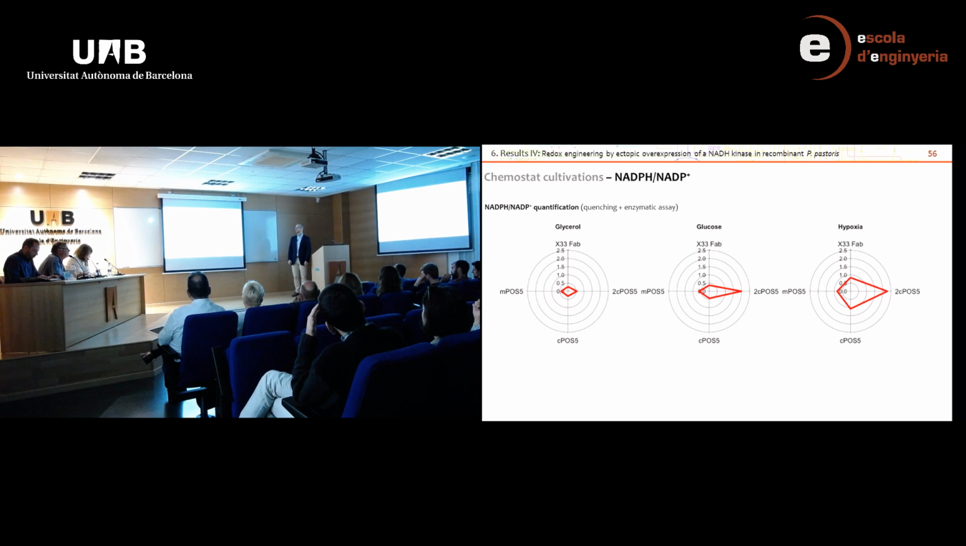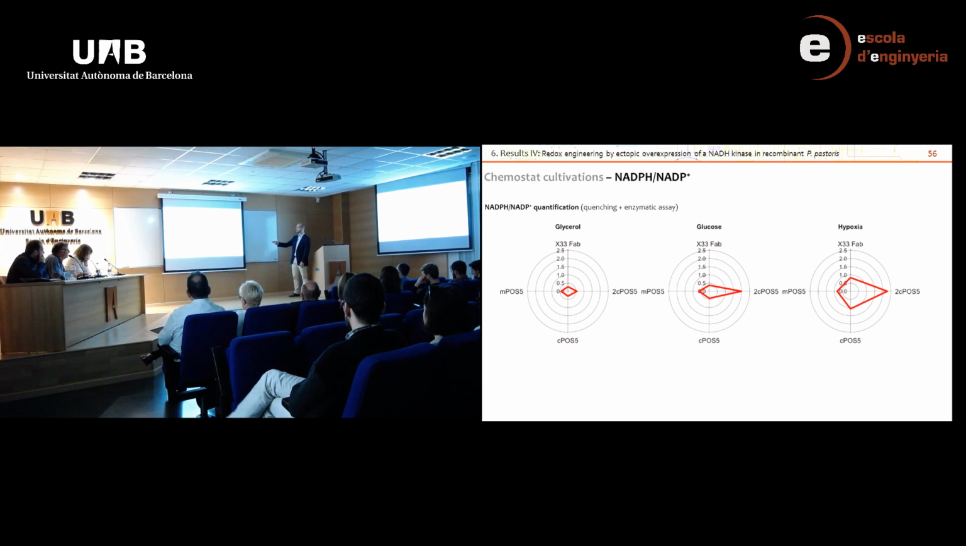During the cultivations, we took some samples for analyzing the NADPH to NADP ratios. For example, if you look here into the hypoxic graph, we can see the representation of the 4 strains: the control strain, CPOS5, CPOS5 and MPOS5. Then in the radial axis, we see the NADPH to NADP ratio. As you can see here, for example, CPOS5 had an increase in the NADPH to NADP ratio.